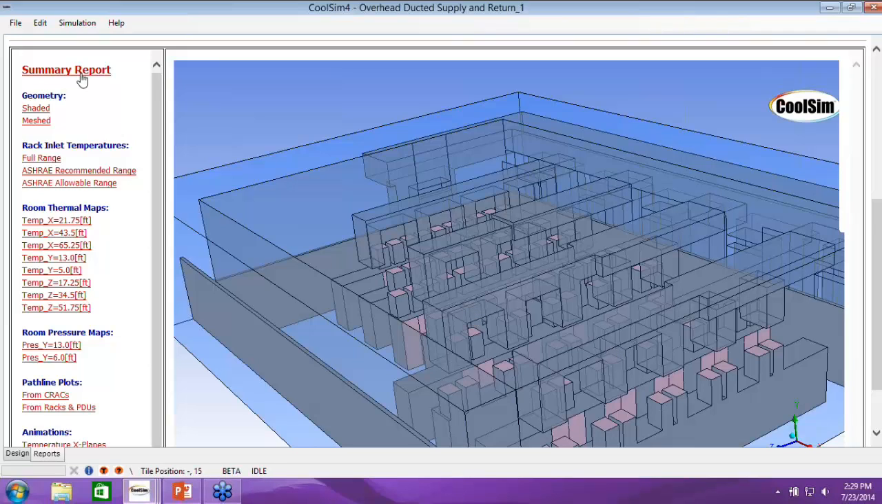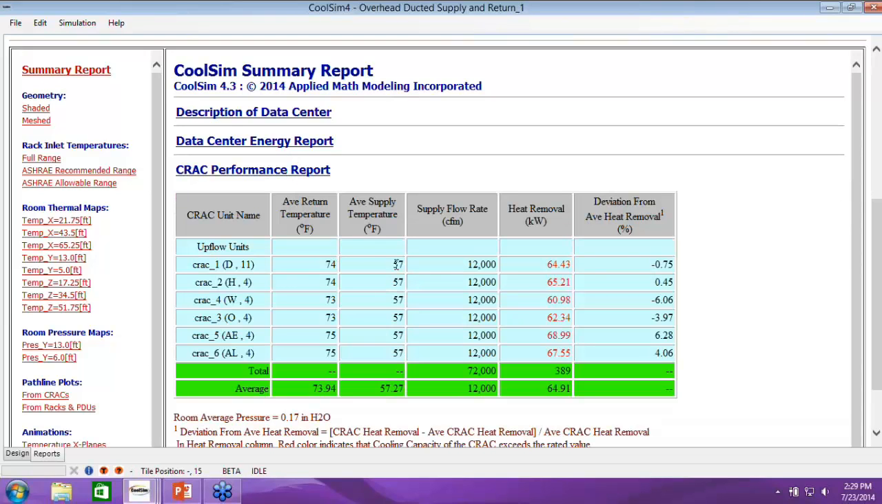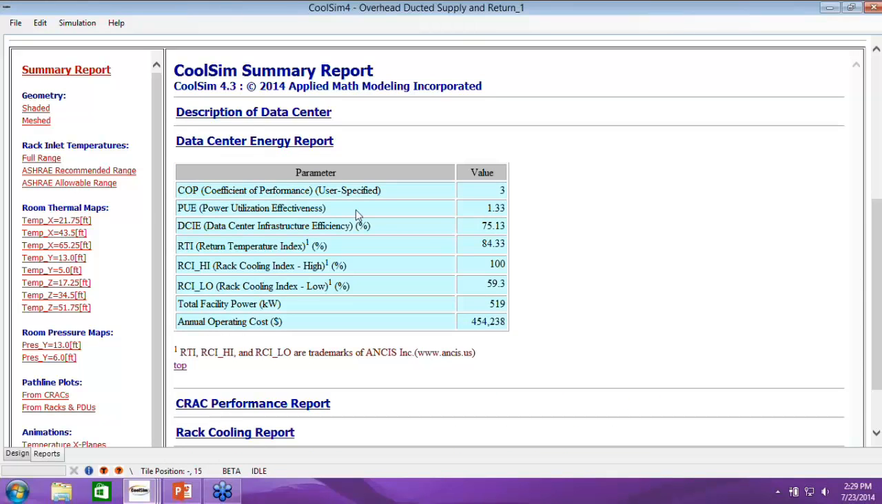But let's first take a look at the summary report. The summary report is a text-based report that gives you a tremendous amount of information. For example, it shows you on your CRACs exactly what you've got them set at. So you see here, delivering 57, I'm returning 74, 12,000 each. Here's the amount of heat eliminated or rejected by each one of those units. The energy report lists our RTI and RCI. And as you can see, we're at 84% on RTI, which means we've got too much air. But our RCI is 100%.